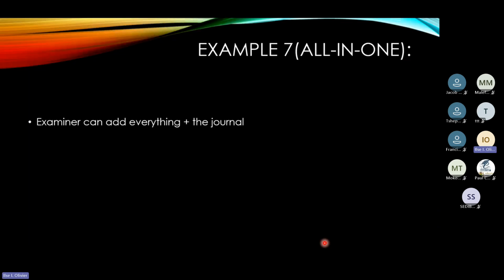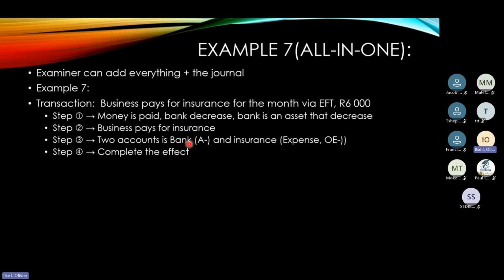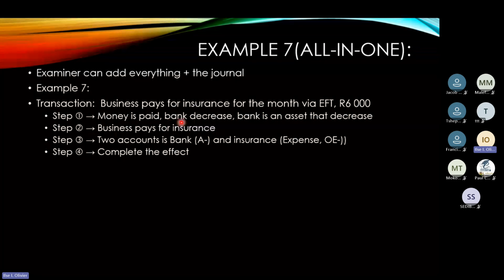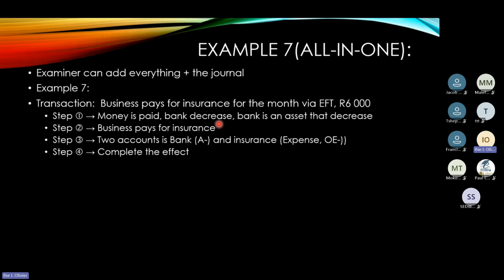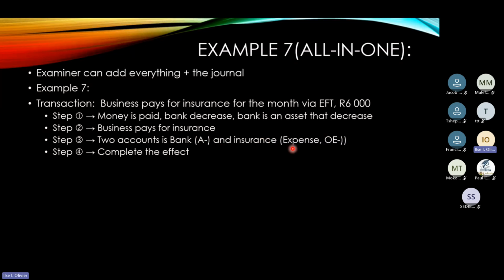All right. Then they can also ask you everything else. They can add the journal and all the other things that we have done. So example 7 says, the business pays for insurance for the month via EFT. What happened? Bank decreased because we paid money. Bank is an asset that decreased. The business pays for insurance. There are two accounts, bank and insurance. Bank is an asset that decreases, and insurance is the expense that decreases your owner's equity. And now you complete the effect.